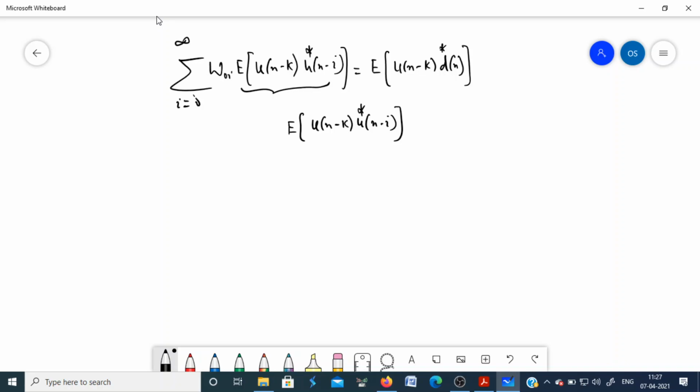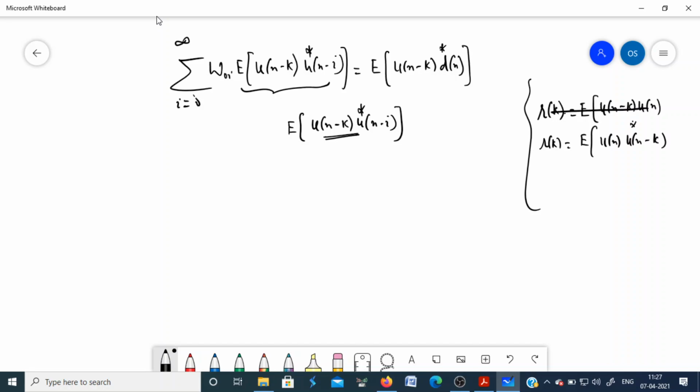See, this is the autocorrelation function. This is the autocorrelation of this random sequence u[n], but at what lag? When you define the autocorrelation at a lag of k for the sequence u[n], we define r(k) as the expectation of u[n] into u[n minus k] star. This is called the autocorrelation at a lag k.